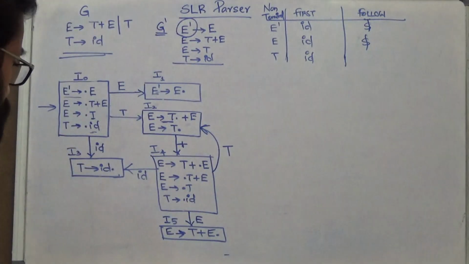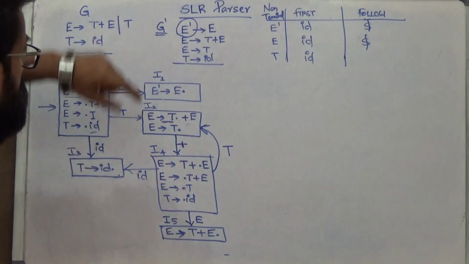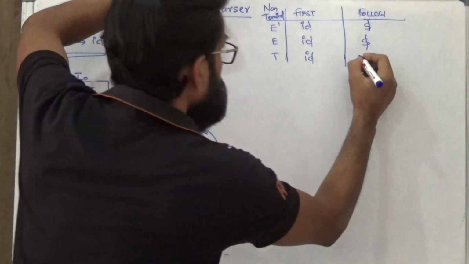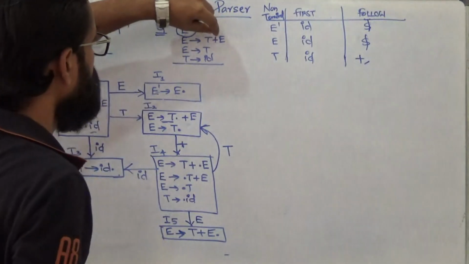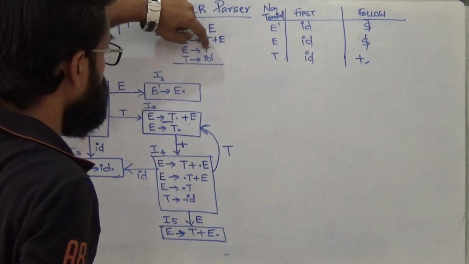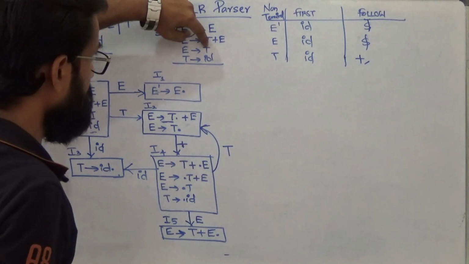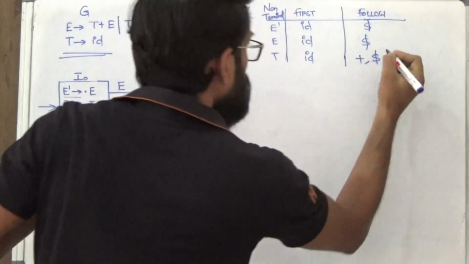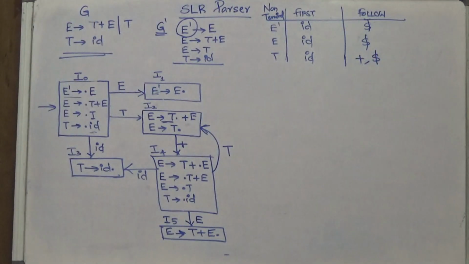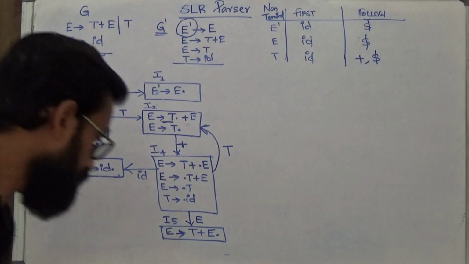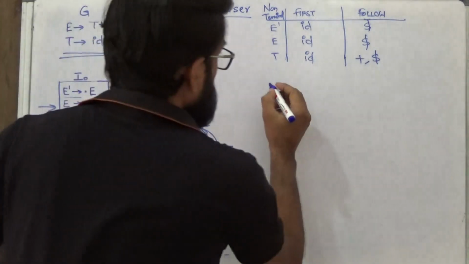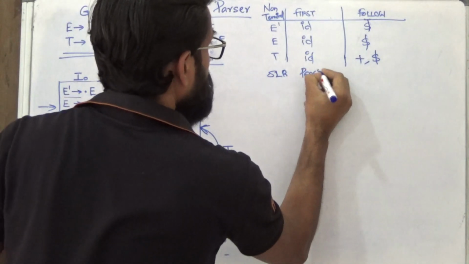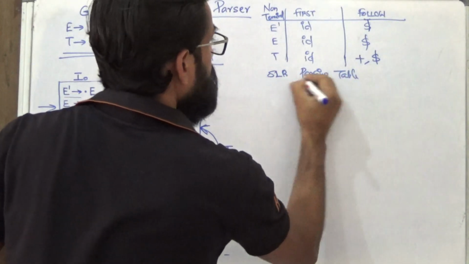Now what about follow of T? If I consider this particular right hand side, T is followed by plus, so plus can be added to follow of T. Again if I consider this production, you have T at the end of the right hand side, so everything in follow of E can be added to follow of T. So dollar can be added to follow of T. So these are first and follow. Now you can construct the SLR parsing table from this DFA.